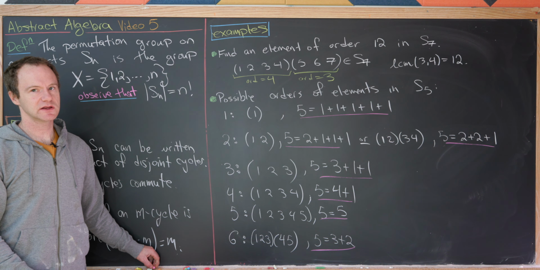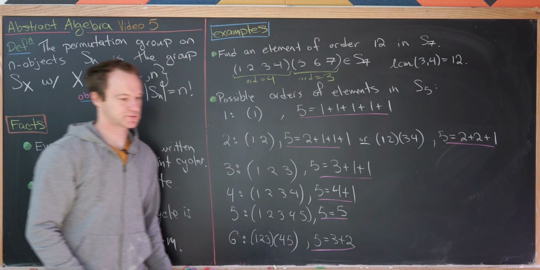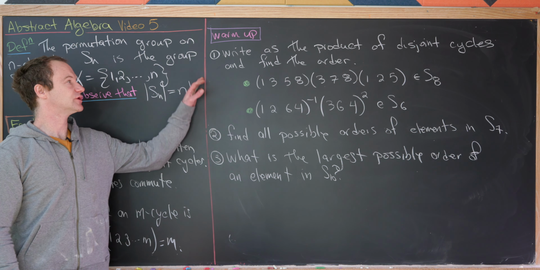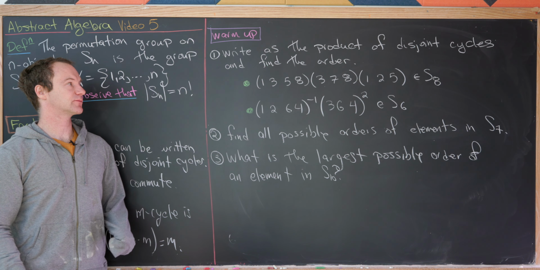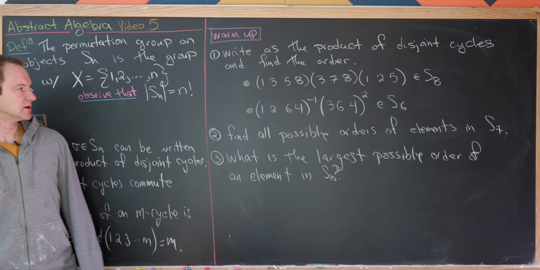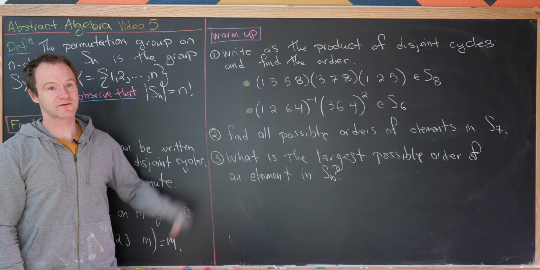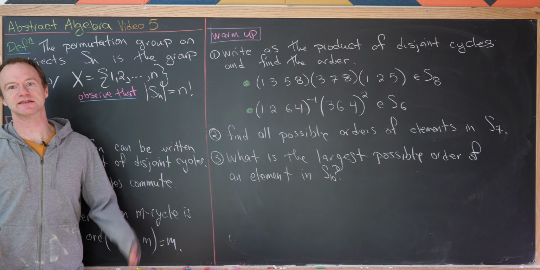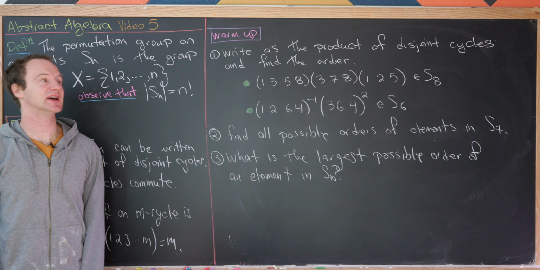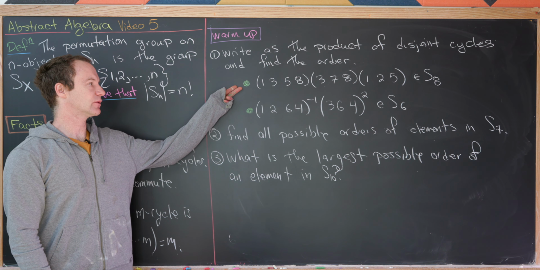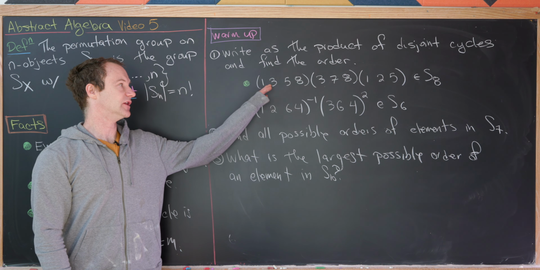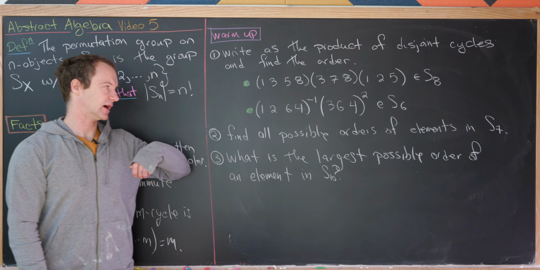Okay, so now I'm going to leave you with a couple of warm-ups. Here are 3 warm-up exercises based on what we saw today. The first is to write the following as a product of disjoint cycles and then find the order. Be careful, you can't really find the order very easily without first writing it as a product of disjoint cycles, so that's definitely the second thing to do. Here we've got an element of S8: (1 3 5 8)(3 7 8)(1 2 5).